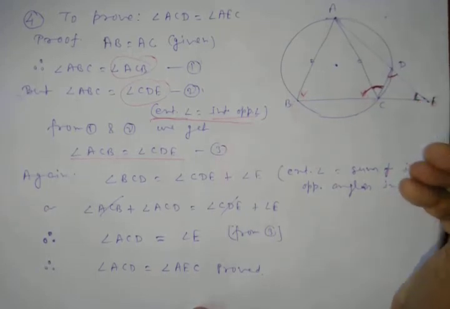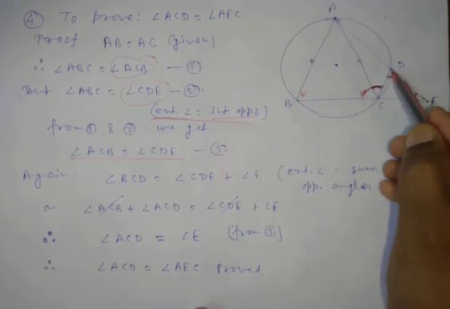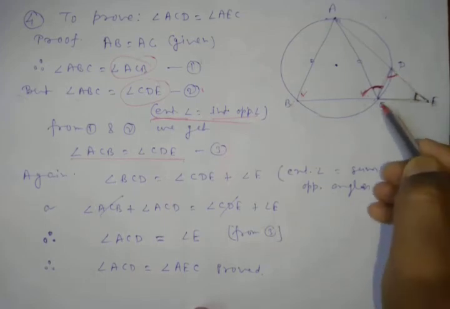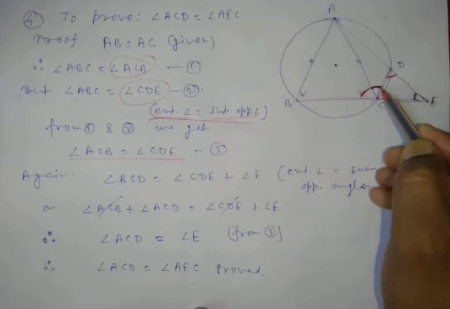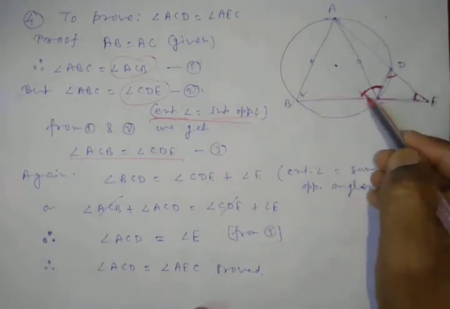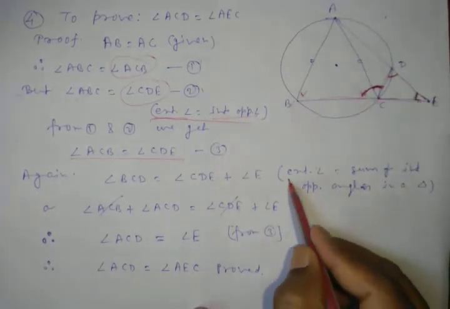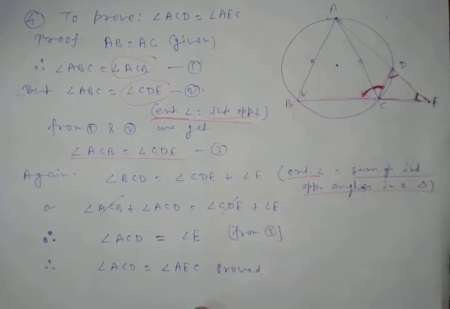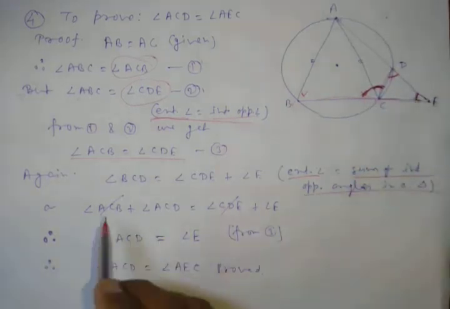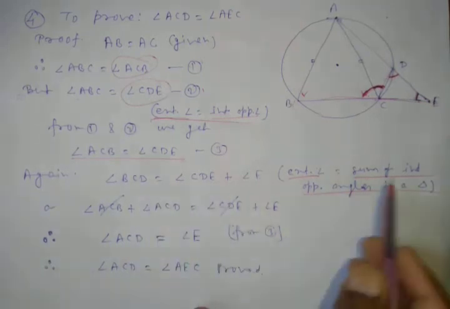Again, this is the property of a triangle, because this is a triangle, and in this triangle this side is extended here. So this is the exterior angle for this triangle, so this will be equal to this plus this. That is, the exterior angle of a triangle is equal to the sum of interior opposite angles. That is why this is equal to this plus this here. So BCD equals CDE plus angle E.